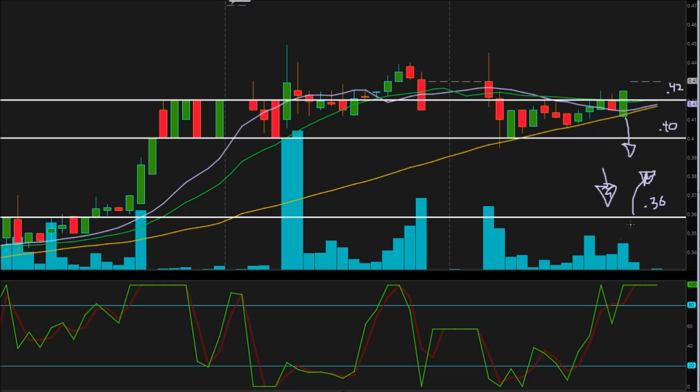I think a pretty viable option would be looking for that test of 36 cents and playing the bounce, selling at about 40 cents or 42 cents, making a real easy 10 to 14% on that trade. I'd gladly take that for a day trade. That's really all I have to say about this stock for now.